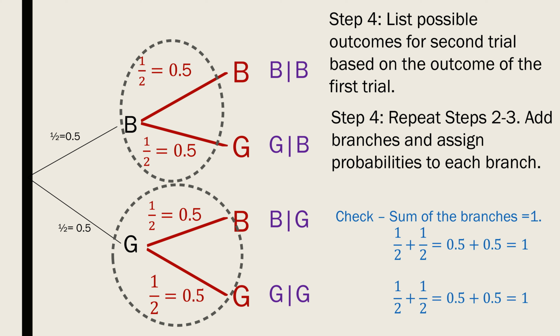Note that the gender of the second child is independent of the gender of the first child. For example, given that the first child is a boy, the probability that the second child is a boy is still 0.5.